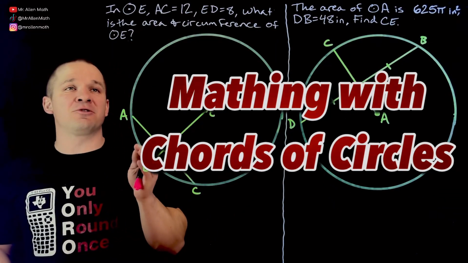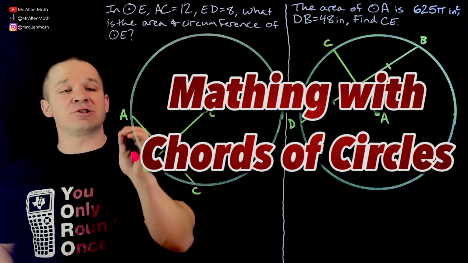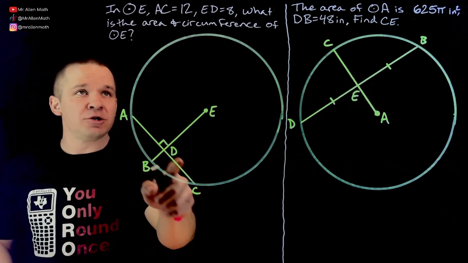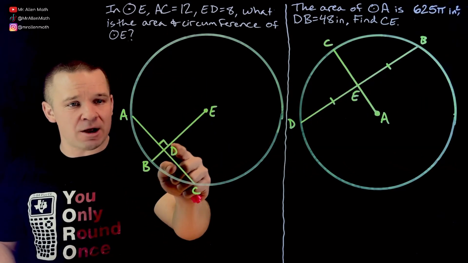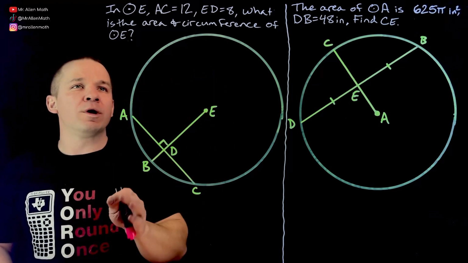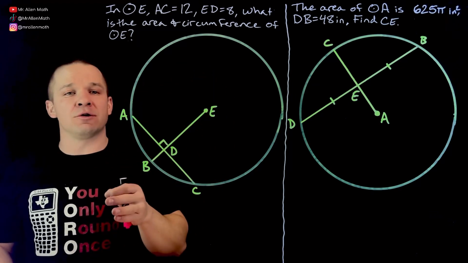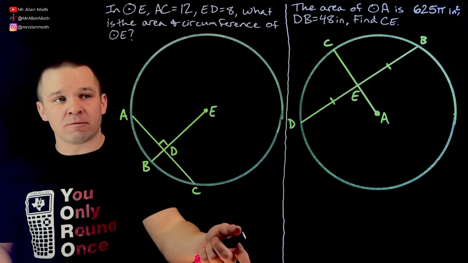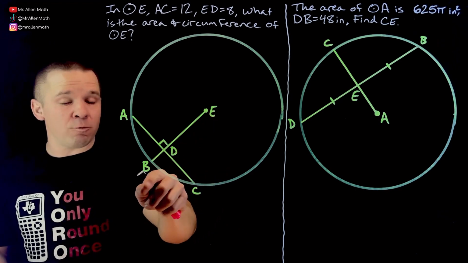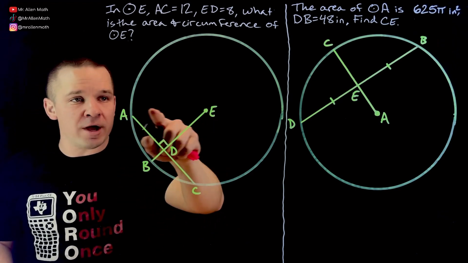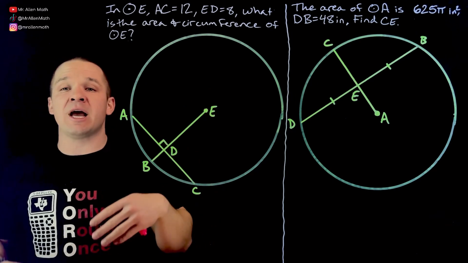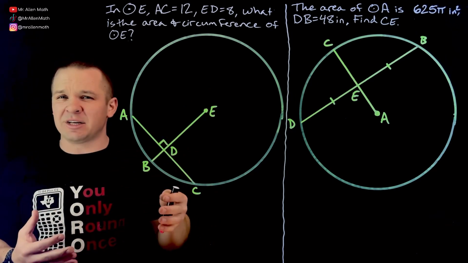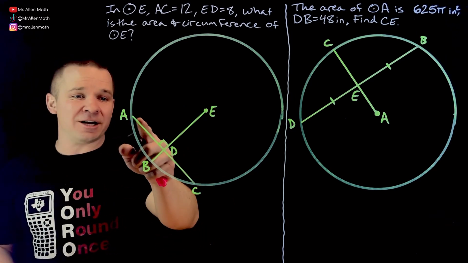We've got circle E, where AC is 12, so this chord right here is 12. ED, which is this guy right here, is 8. What is the area and the circumference of circle E? So AC is a chord, right? EB would be a radius, and then all the way across the circle and through the center would be a diameter, right? Any other segment drawn in a circle from edge to edge of the circle is called a chord.